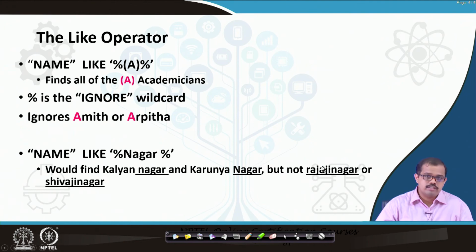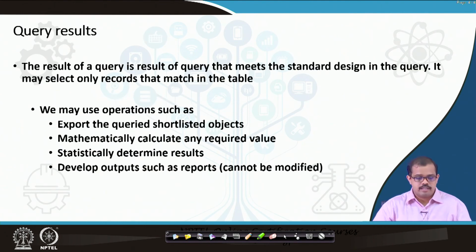If you want to search Rajaji Nagar or Shivaji Nagar, then you may have star Nagar star, so it will give you everything in between Rajaji Nagar and Shivaji Nagar, including Kalyan Nagar and Karunya Nagar. So that's how the like operator works.